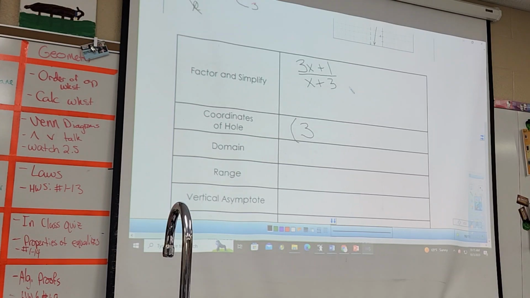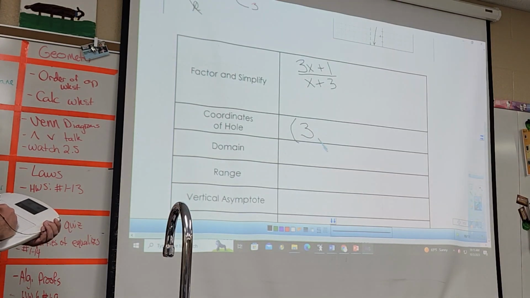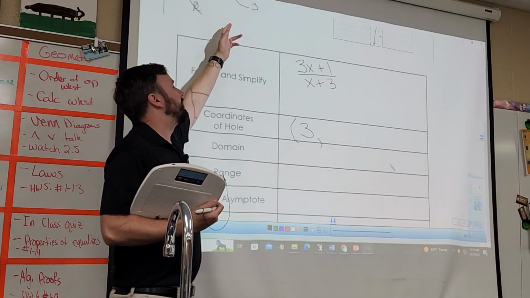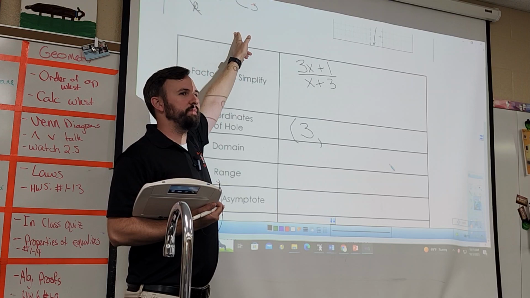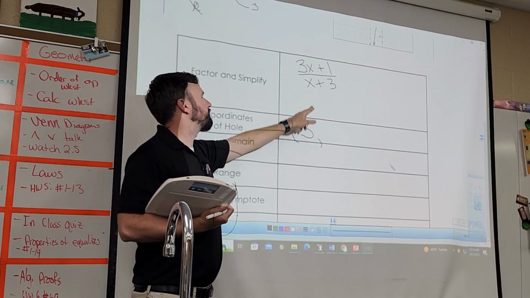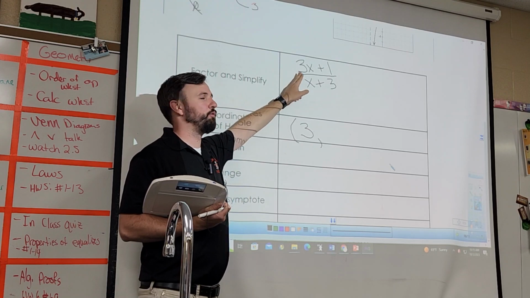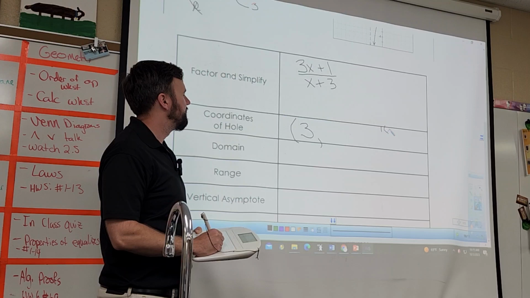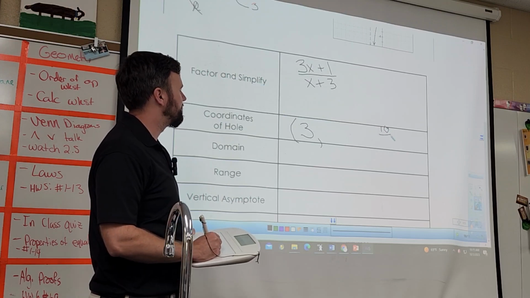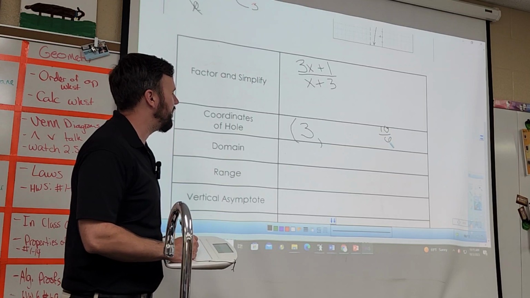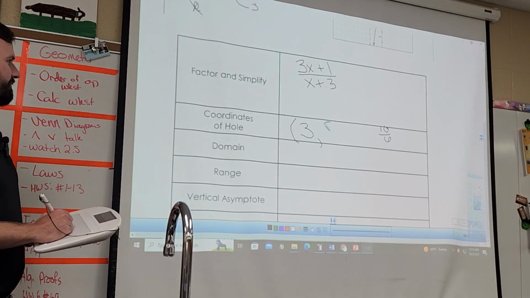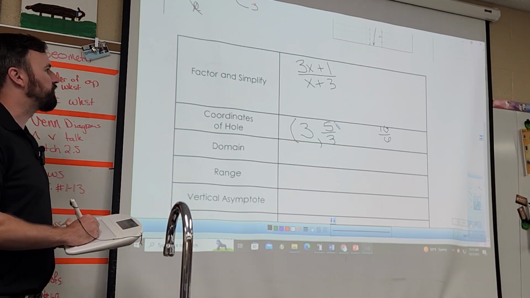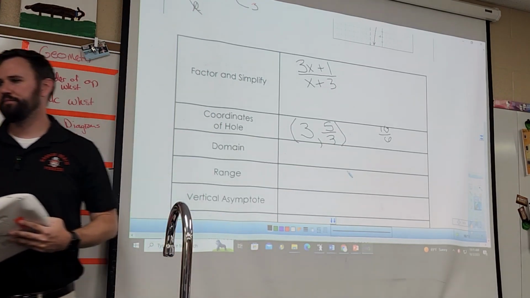Now we want the coordinates. What's my y coordinate? Can I plug that 3 into my original equation to get it? No, because it'll be 0 over 0. Can I plug 3 into this and get it? What's 3 times 3 plus 1? 10 over, which is what? Oh, lag city, man. Yep. Or you could also call it 1.6 repeating.